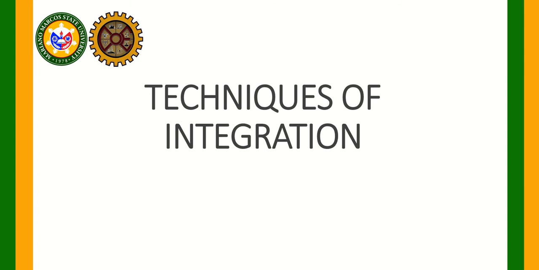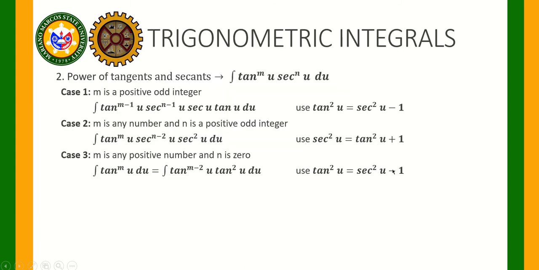Okay, so let's continue our discussion in the techniques of integration in trigonometric integrals. But this time we are now discussing powers of tangents and secants. The format of our integrand will be tangent^m u times secant^n u du. So m is the exponent, or the power, of our tangent, and n is the power of our secant. So case 1: m is a positive odd integer.